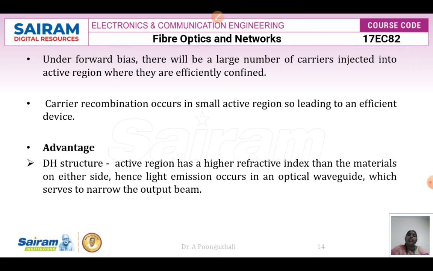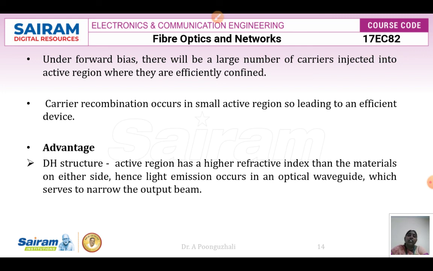Under forward bias, we can see that a large number of carriers will be injected into the active region where they are going to be efficiently confined there. In this case the carrier recombination occurs in the small active region, leading to an efficient device there. What is the advantage? The active region is going to have a higher refractive index compared to the materials on either side.